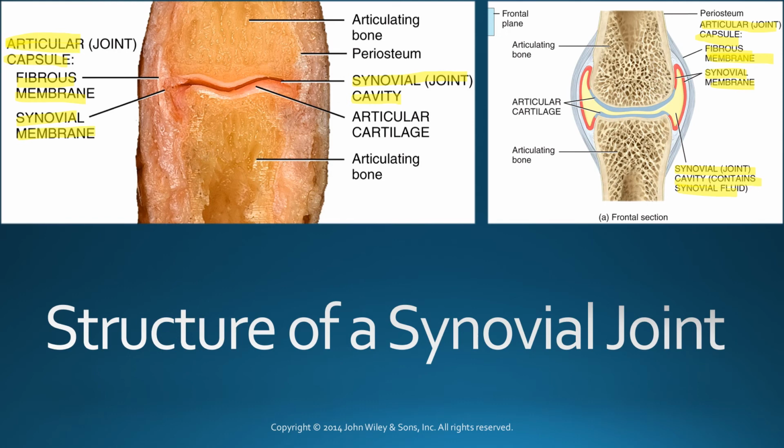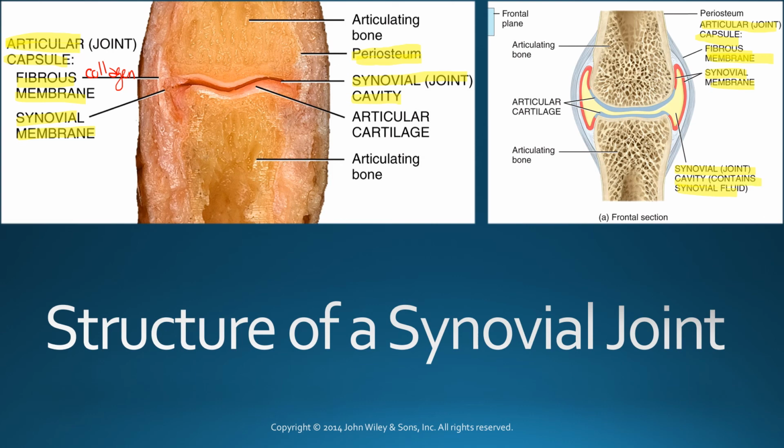The fibrous membrane usually consists of dense, irregular connective tissue, mostly collagen fibers, that attaches to the periosteum of the articulating bones. You can see the periosteum here in this diagram. The fibers of some of the fibrous membranes are arranged as parallel bundles of dense, regular connective tissue that are highly adapted for resisting strains, and these are called ligaments.